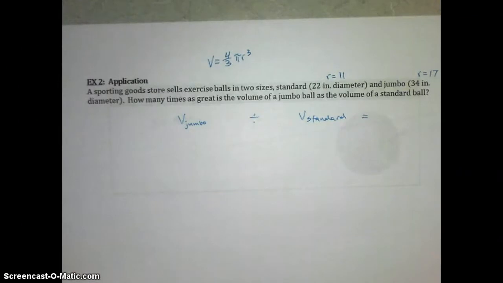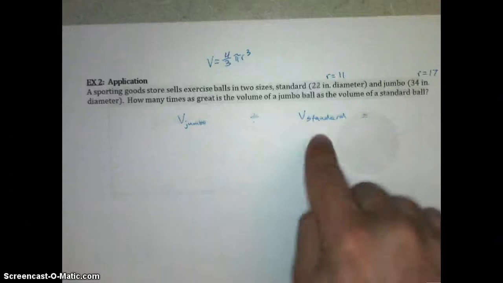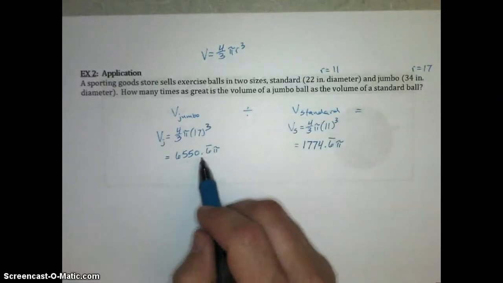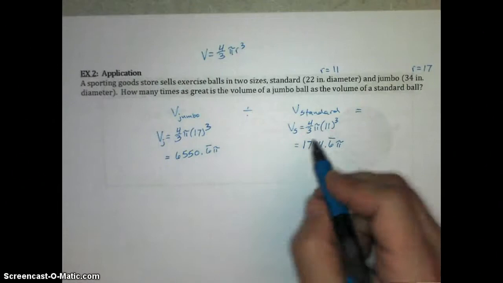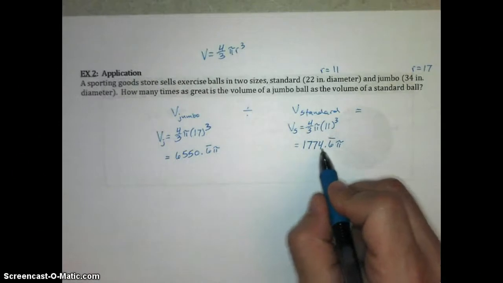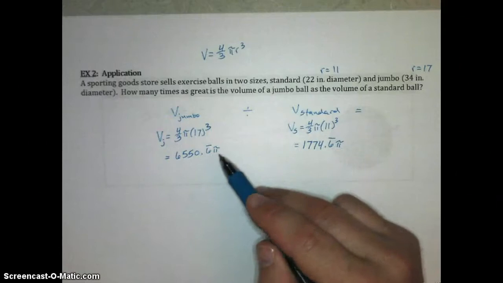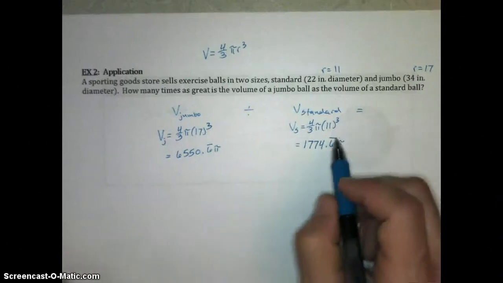Okay, we should get the following individual volumes for jumbo size and standard size. For the jumbo size, you get 6,550.6 repeating. For the standard size, you get 1,774.6 repeating. Those are both in terms of pi. Again, I have not multiplied by pi yet. I did everything but times pi, because we don't need to.